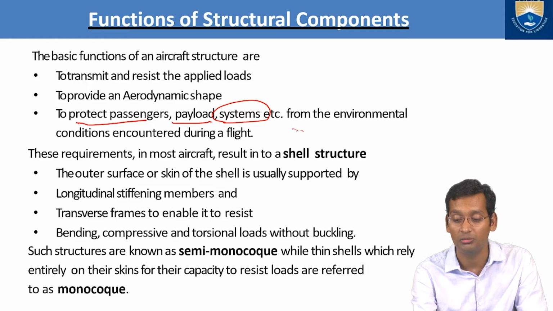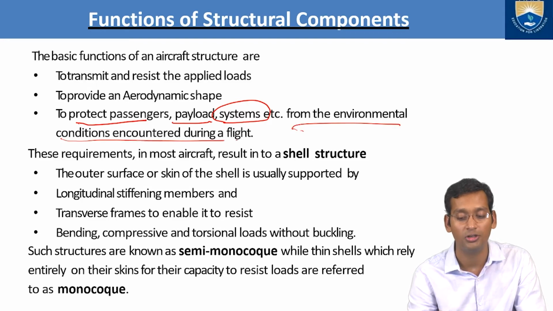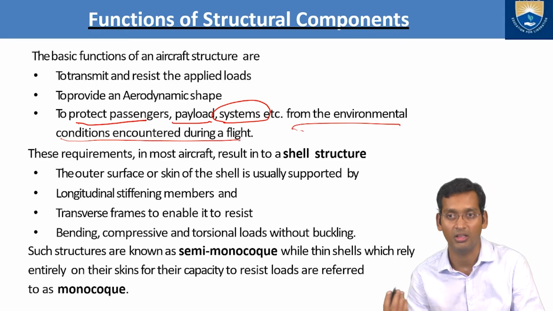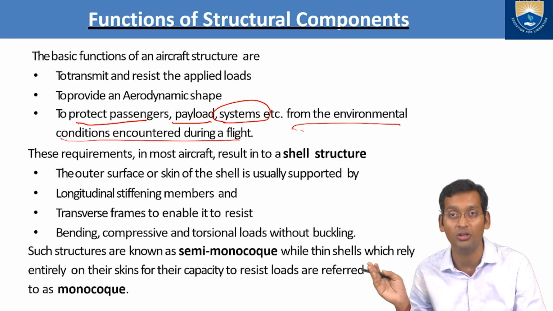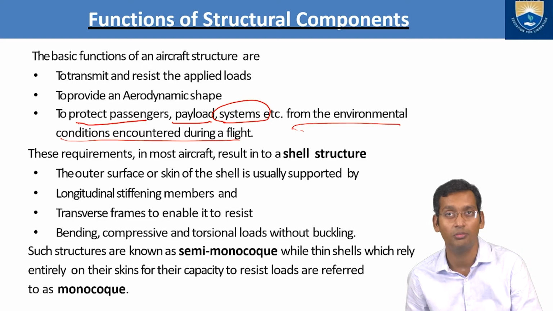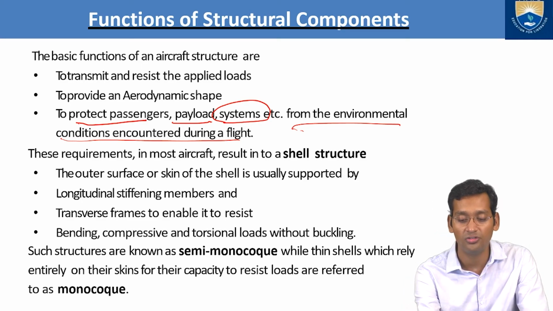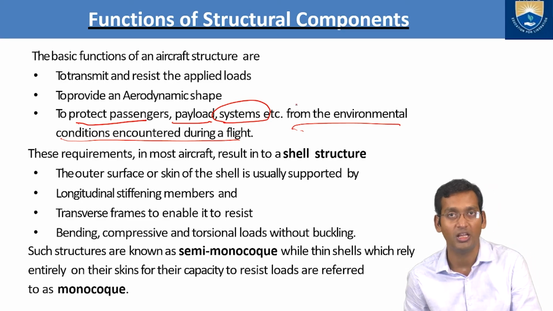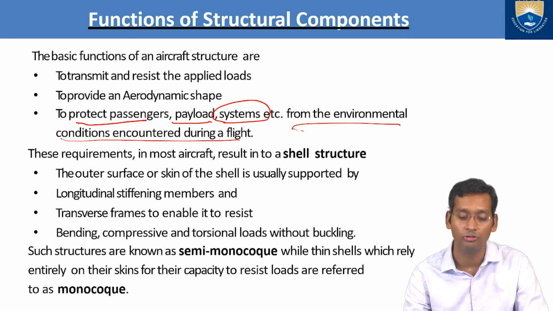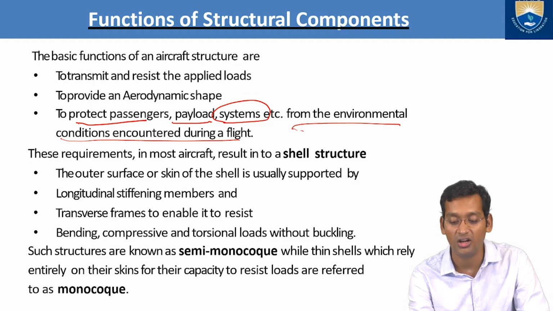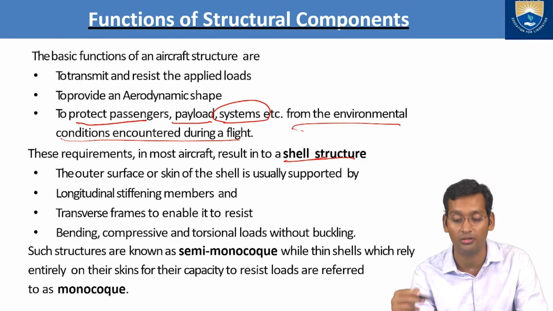Okay, from the environmental conditions encountered during the flight. Sometimes the weather is not good, or there is an air gust, or sometimes a bird hits. So for these things the aircraft should be safe. That comes under the basic function. Now the requirement in most aircraft results in a cell structure that we already saw, where I explained.